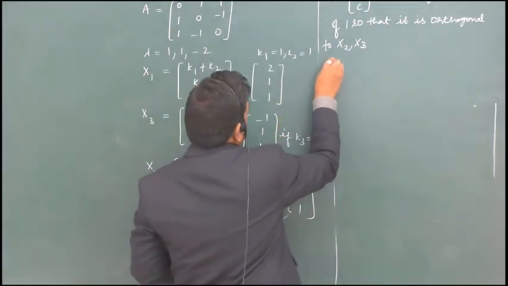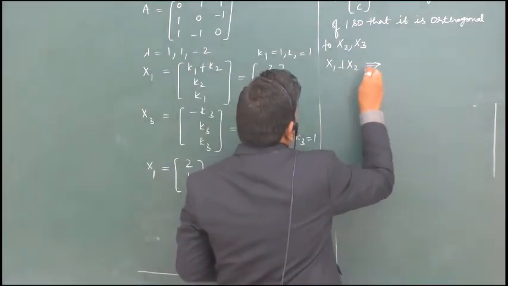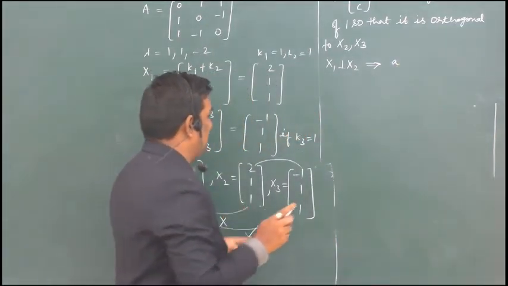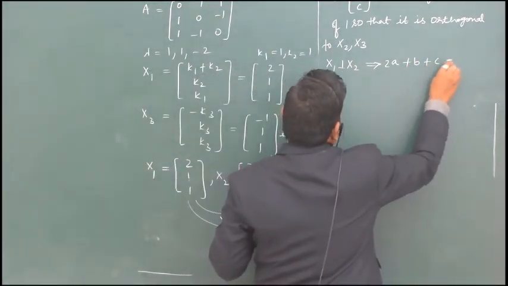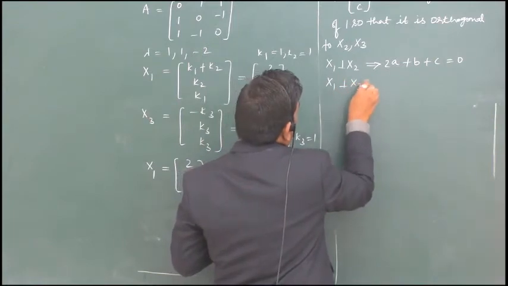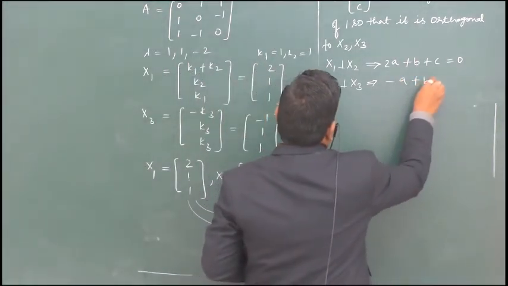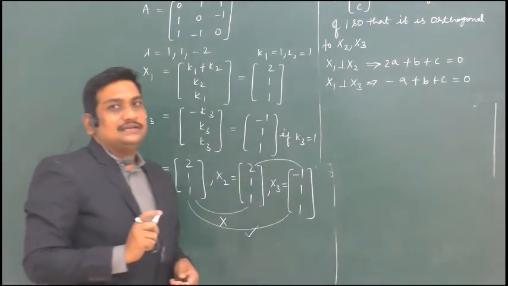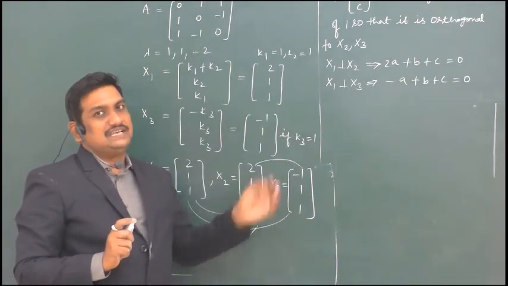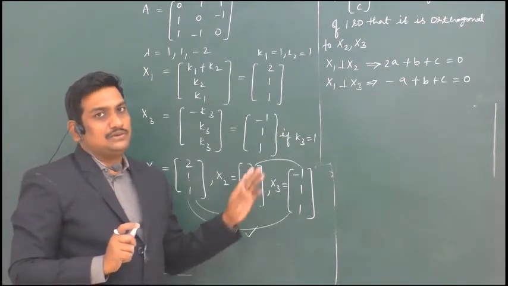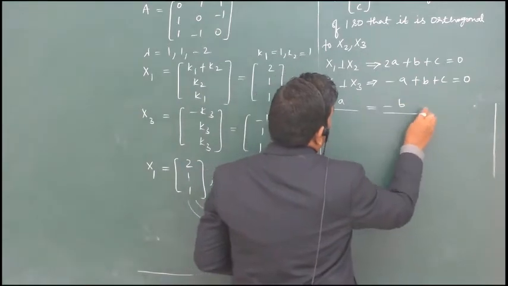Okay, since x1 is orthogonal to x2, apply the perpendicular condition. It will be a into 2, that is 2a, plus b into 1, plus b, plus c equals 0. And x1 is orthogonal to x3, then it will be -a plus b plus c equals 0. So all the three eigenvectors must be mutually orthogonal, but it is not satisfied here. So we have assumed ABC as the new eigenvector, so that it is orthogonal to other vectors. So let us find ABC.